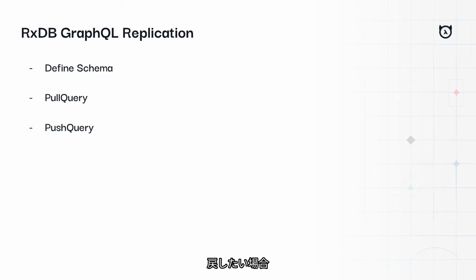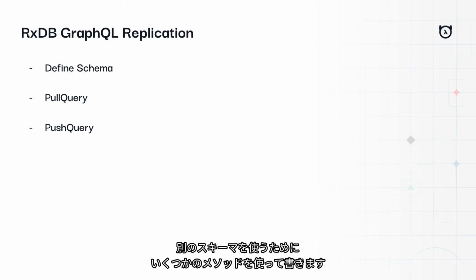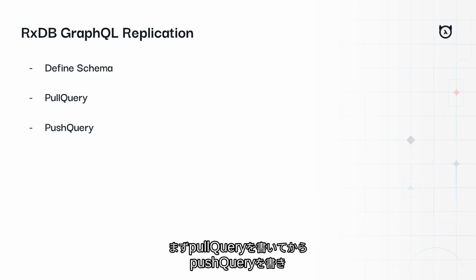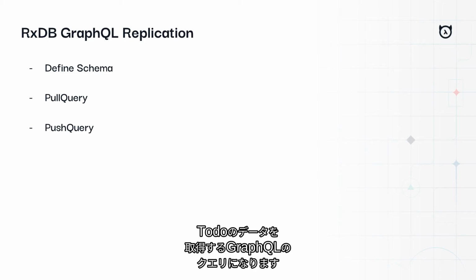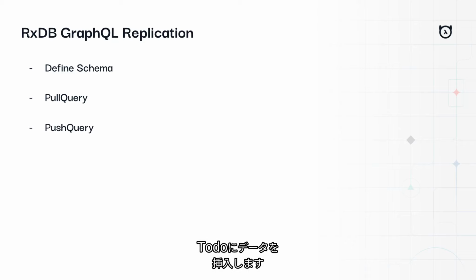So you have a couple of methods to write. You define the schema, you write a pull query, and then you write a push query, and these could be GraphQL queries and GraphQL mutations, right? So the pull query would be a GraphQL query which fetches to-do data, and the push query would be a mutation which would insert to-do data, right? So let's look at the demo quickly.